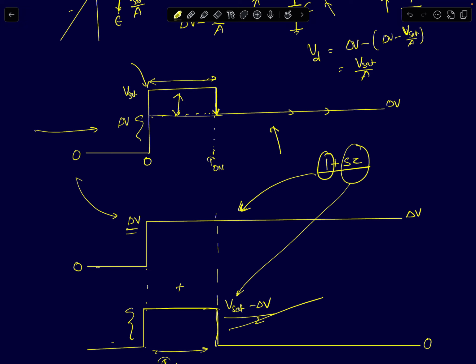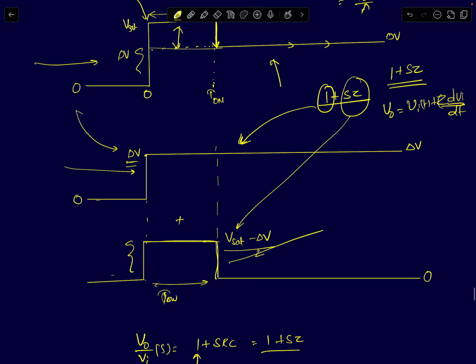So now it makes sense. The output has a component which is simply the same representation of the input, because that's what the transfer function of the circuit says. The transfer function says it should be 1 plus s tau, which means your V0 is equal to Vi of t plus some other term, which is dependent on the derivative of the input. And that derivative term looks like this.